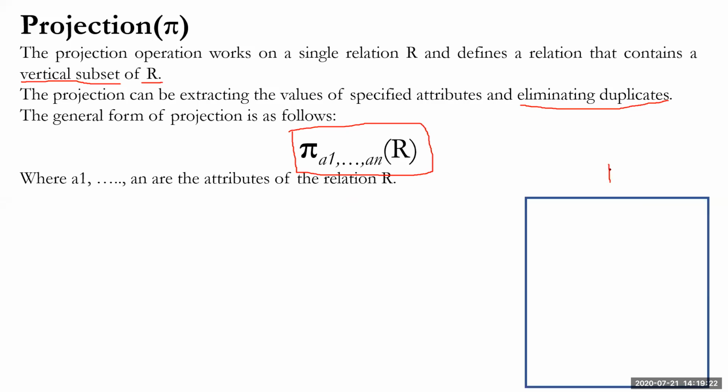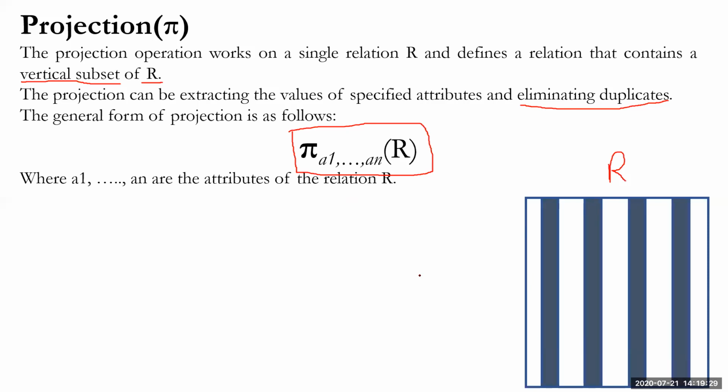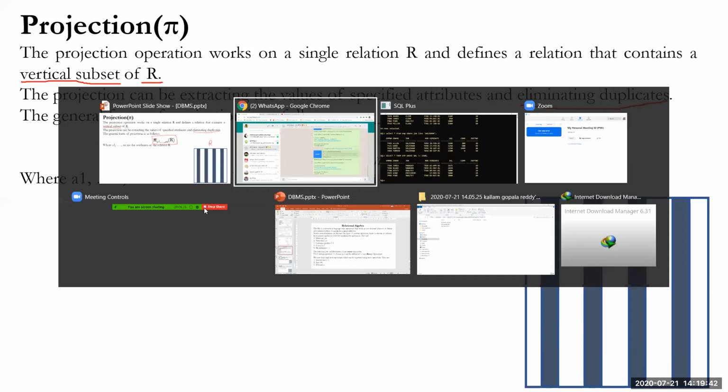So let us consider this is the relation R, and it could display a certain number of attributes, a vertical subset here. Vertical subset in the sense that, out of some 6 or 7 attributes, you maybe select some 2 or 3. So that is the meaning of vertical here. Okay. So look at this.